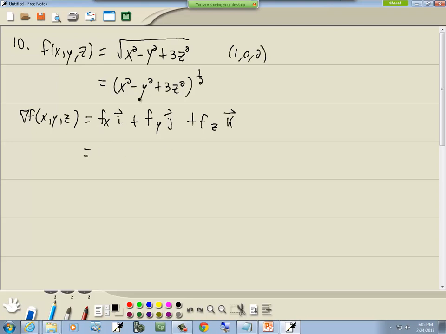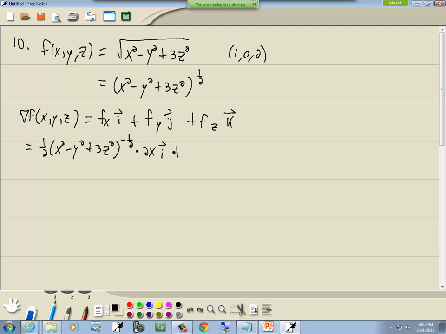Well, we've got parentheses to a power. So for the derivative, you take your power, put it out in front, what's inside your parentheses remains as is. You lower your power by 1, and then you multiply times the derivative of what's inside the parentheses. But we're taking the partial with respect to x, so the y and the z portions will drop away because they're considered constants, and the derivative of x squared is 2x.